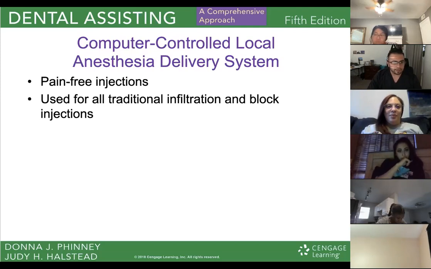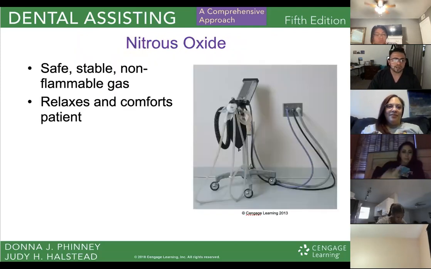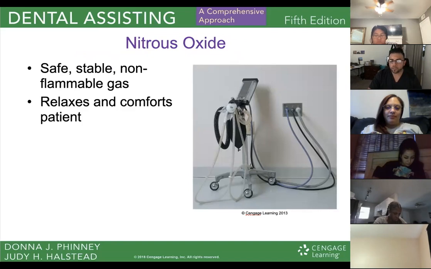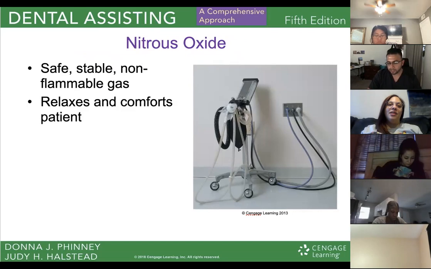Okay, let's see, what do we have next? Okay, nitrous oxide. So nitrous oxide is a safe, stable, non-flammable gas that is used to relax and comfort patients. Does not take away pain. All it does is it produces a calming, euphoric sensation for the patient so that they go into the procedure. They don't really care what you're doing with them. You can do whatever you want.